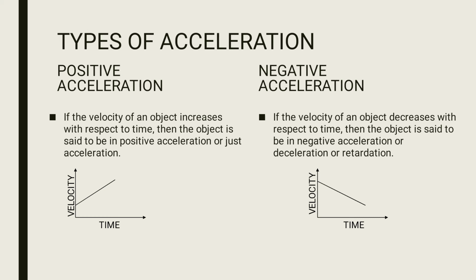This is clearly shown in the graph. In the first graph, the velocity increases with respect to time, which is known as positive acceleration, and in the second graph the velocity decreases with respect to time and it is known as negative acceleration.